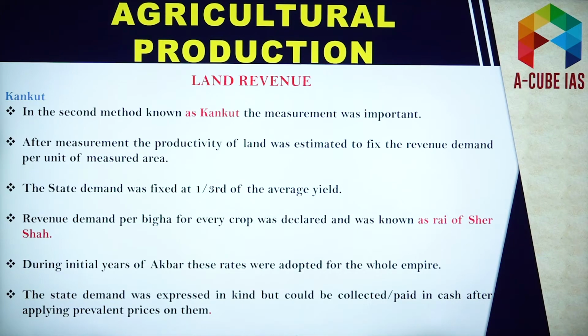Later on, this method was improved by Sher Shah Suri. For estimating the productivity, sample cuttings from three types of land were taken. Those three types of land were good land, middling land, and bad land. So an average yield was obtained, and the state demand was fixed at 1/3 of the average yield.